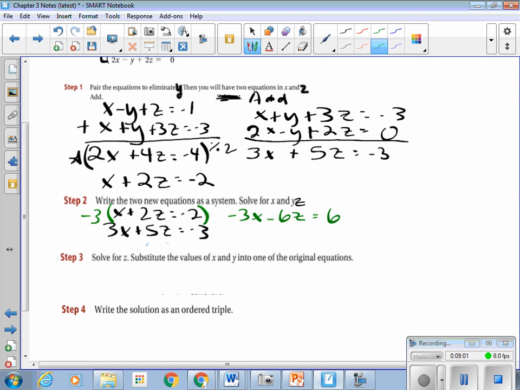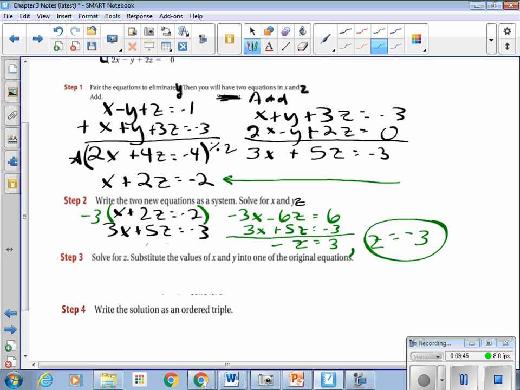And I get -3x minus 6z equals 6. And I'm going to combine that with my 3x plus 5z equals -3. I'm going to go ahead and add those together. -3x plus 3x, 0. -6z plus 5z is -1z. 6 plus -3 is 3, and I get z equals -3.